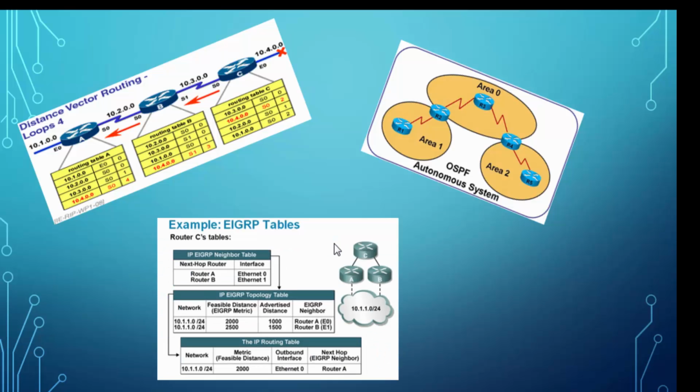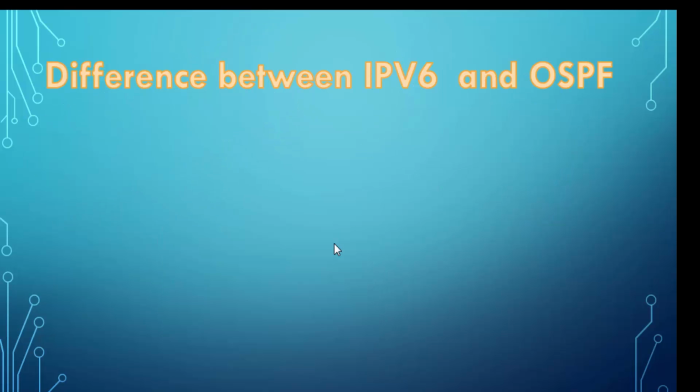And over here, we're going to see EIGRP tables. EIGRP carries three tables: one is the neighbor table, one is the topology table, and the other one is the routing table, guys. The difference between IPv6 and OSPF.